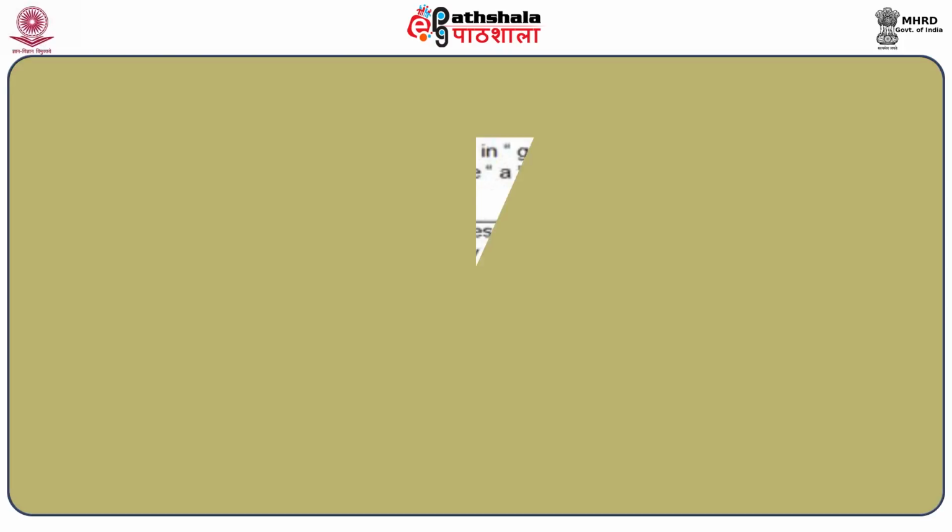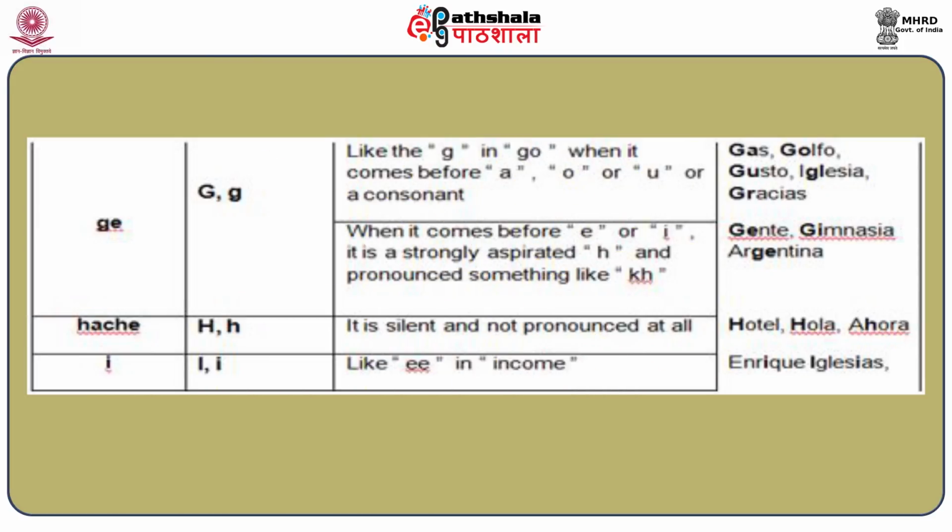Now G has got various pronunciations. G is known as G in Spanish. When it comes before the vowels A, O or U, then it will be pronounced as go, G sound. For example, gas, golfo, gusto, iglesia, y gracias. But when it comes before the vowels E and I, it is strongly aspirated, like H. For example, gente, gimnasia, Argentina.